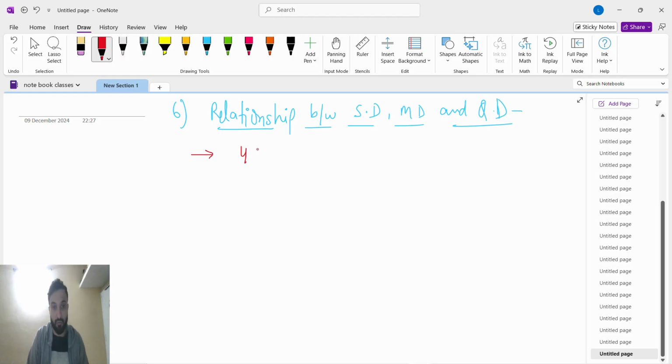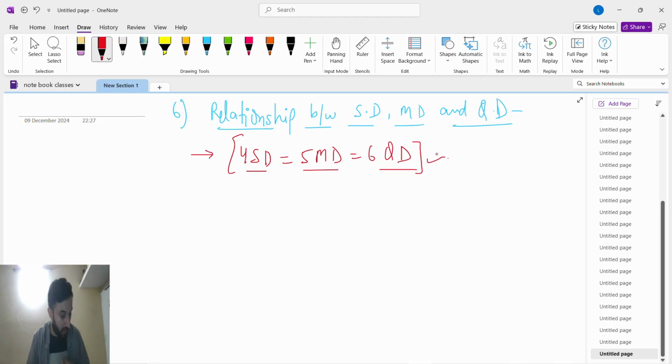So we have 4 standard deviation is equals to 5 mean deviation is equals to 6 quartile deviation. Okay, this is the relation. This is the main relationship between standard deviation, mean deviation, quartile deviation. We have seen the relationship between mean, median, mode, and now between standard deviation, mean deviation, quartile deviation, right?